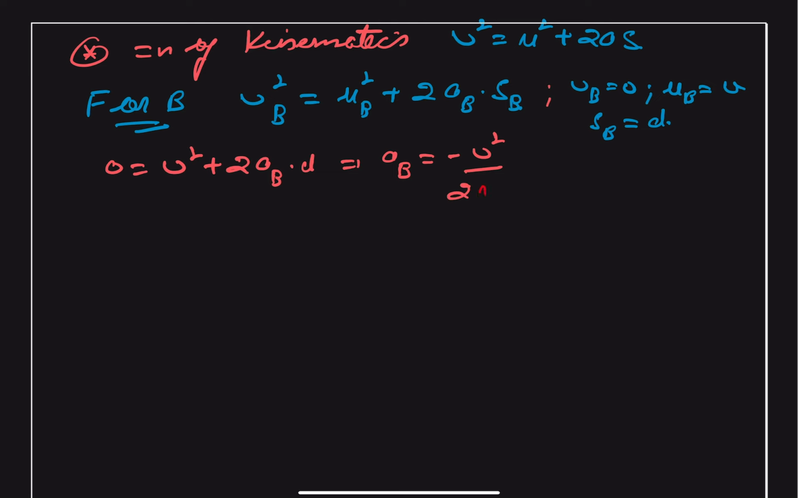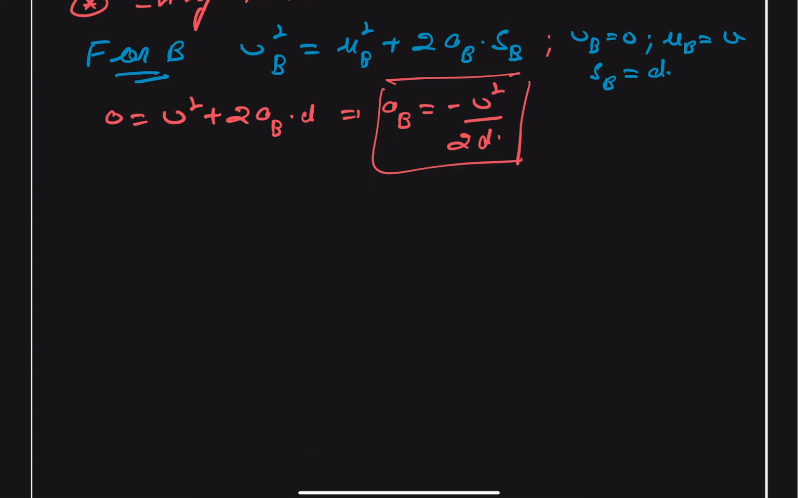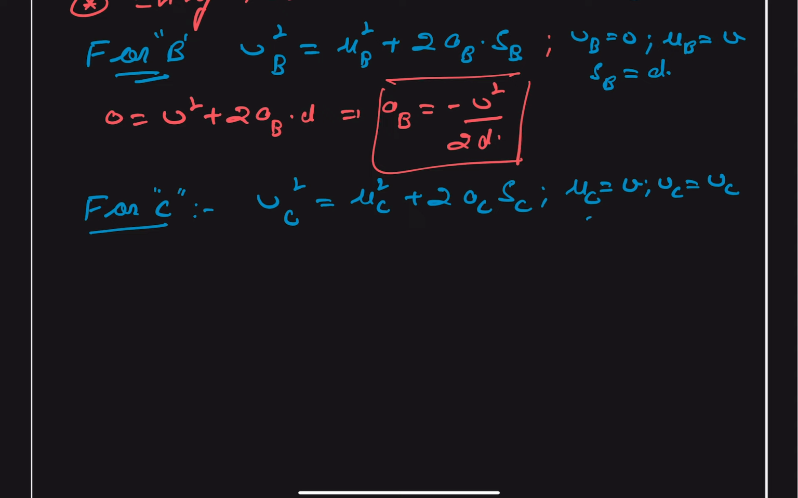Now we are going to use the equation of kinematics for block C. So you can say for C, we can write VC square is equal to UC square plus 2AC and SC, distance traveled by C. And we know that our initial velocity of C is V, final velocity of C is VC, and distance traveled by C is 4 times D. We substitute it here, and VC we just calculated is 3V.